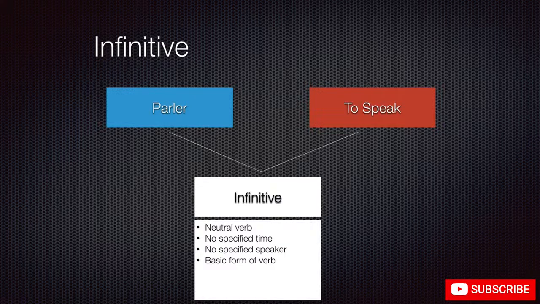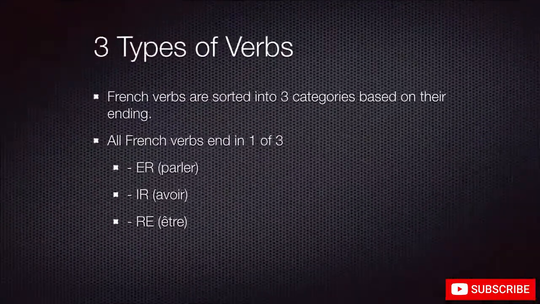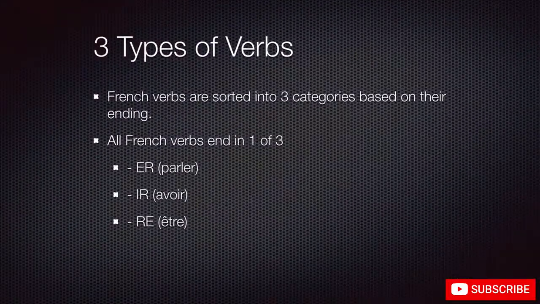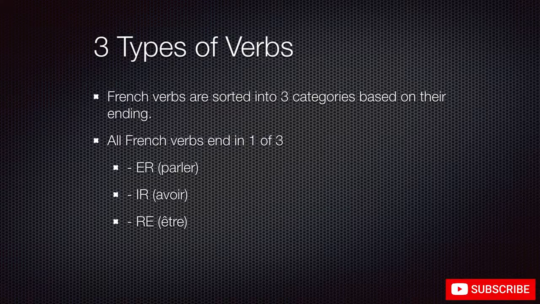However, in French, the infinitive will always be followed by ER, IR, or RE, which are considered the three types of verbs. So as I said, there's ER, an example is parler. There's IR, an example would be avoir, which you've already learned. And then there's RE, which is être, which you have already learned as well. So verbs are sorted into those three categories based on their endings.